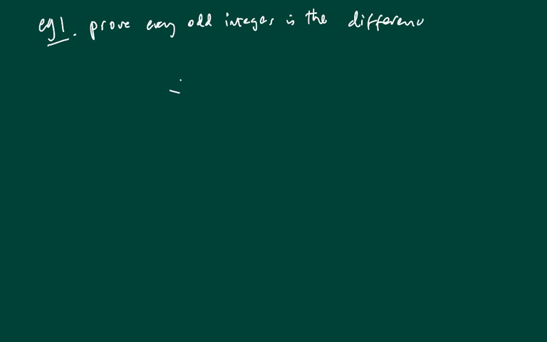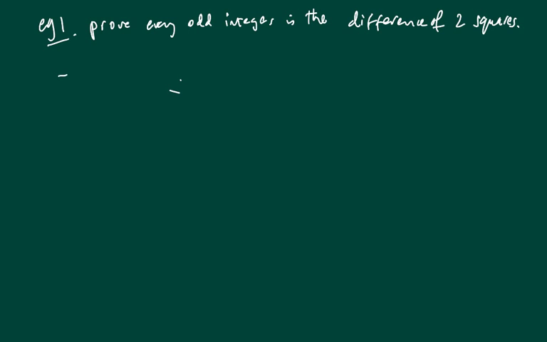Right, let's look at an example of a direct proof. So say we had to prove, example 1, that every odd integer is a difference of two squares. So I'm going to write that down. Prove every odd integer is the difference of two squares. Okay, let's see how we can prove it.